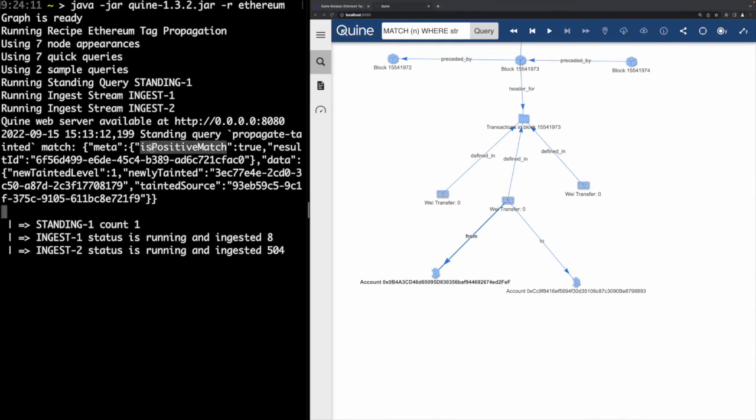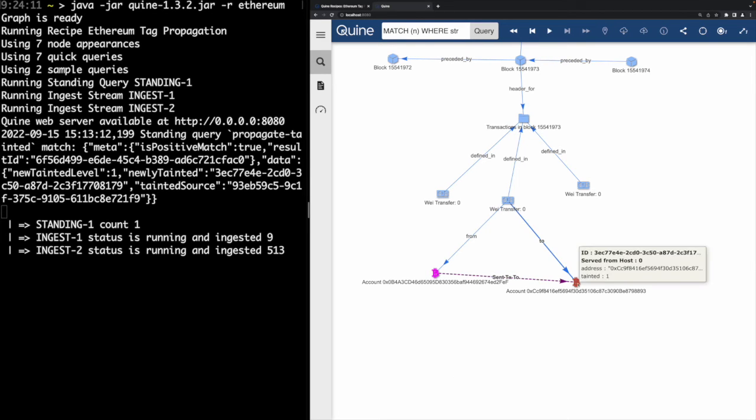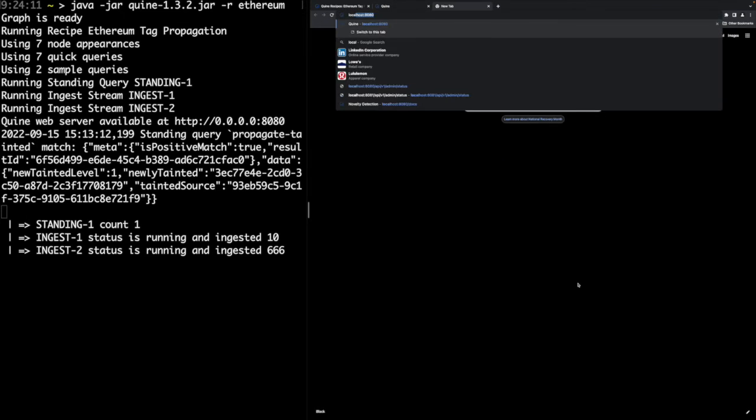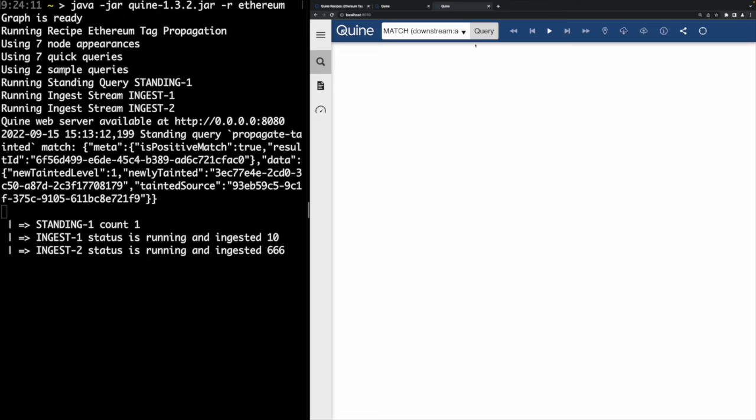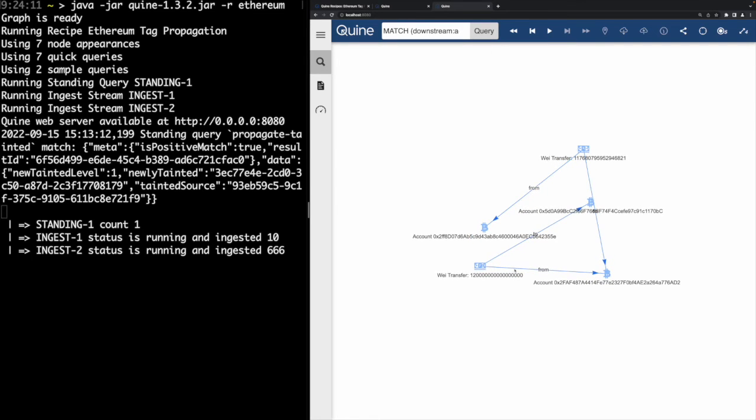And we do that just by right-clicking on an account and saying, mark this as tainted. Behind the scenes, you'll see immediately we got one notification that we have a positive match, because what happened while we weren't looking is Quine found this outgoing transaction landed at this other account and marked it with a tainted score equal to 1.